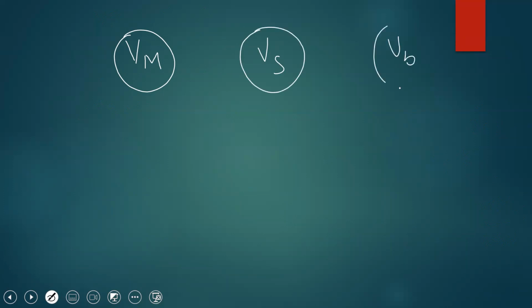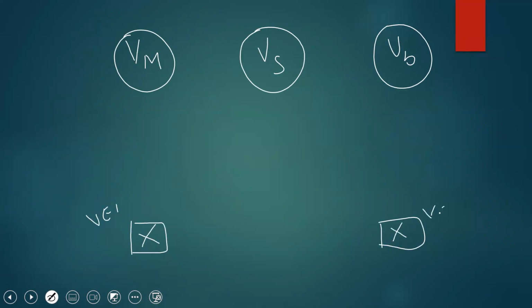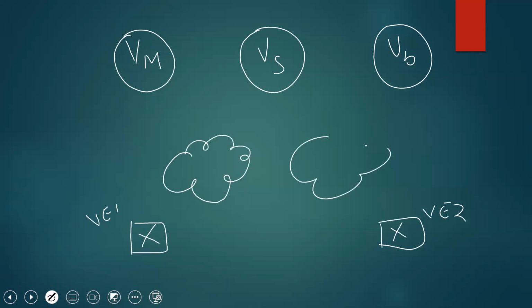Let me use the color. So I have my vManage somewhere. I have my vSmart and I have vBond. And I'll go and use only two vEdge. Suppose vEdge1 and vEdge2. And suppose we have two ISP, ISP1 and ISP2. Maybe internet, maybe MPLS. At the moment, we'll not think about that.